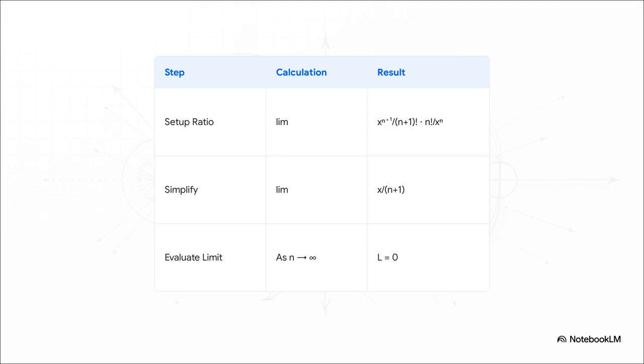Now, just think about what happens as n gets huge. It doesn't matter what x is. That denominator is racing off to infinity. The bottom of the fraction gets so enormous that it just crushes the x on top. The whole thing gets pulled down to 0. So our limit, L, is just 0.